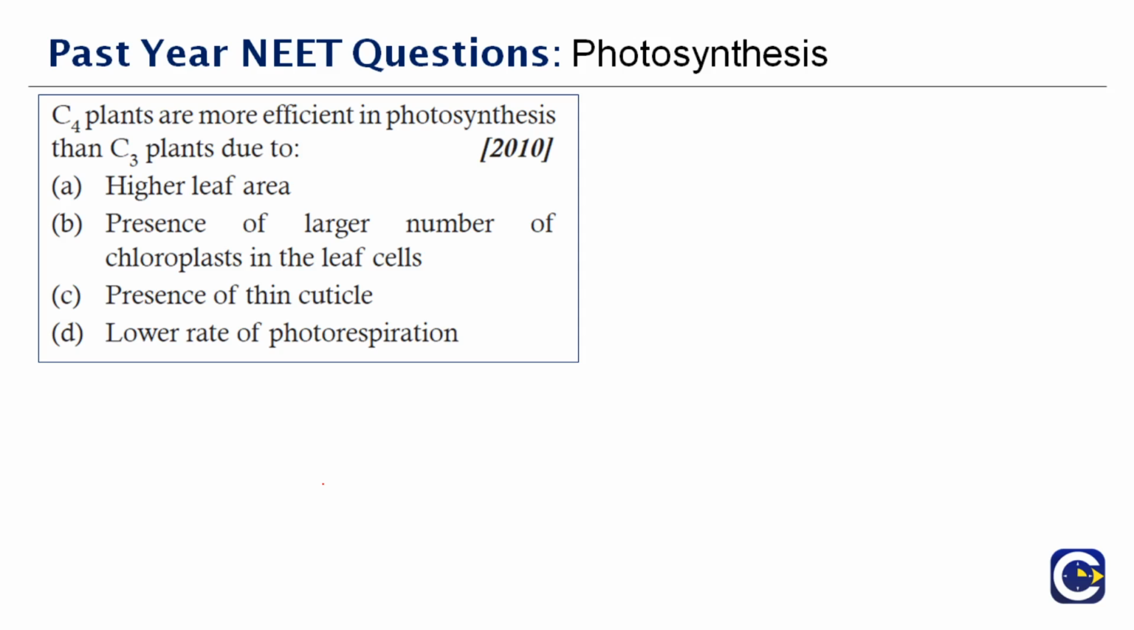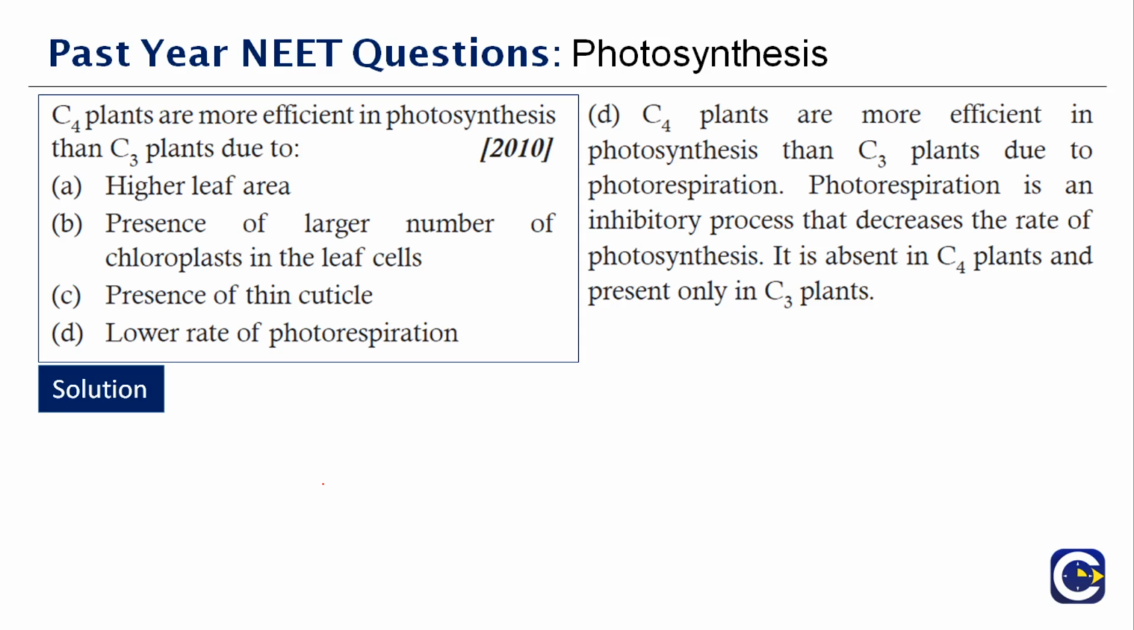Next question here. C4 plants are more efficient in photosynthesis than C3 plants due to dash. So what are they asking us here? How come the C4 plants are more efficient in photosynthesis than C3 plants? Why? Very easy question for you to answer, because we already discussed this a lot. The major difference between C3 and C4 plants is photorespiration. When photorespiration is reduced, what happens? The water conservation becomes high, or the use of water efficiently seems to increase. Therefore, the correct answer to this question is option D, lower rate of photorespiration.